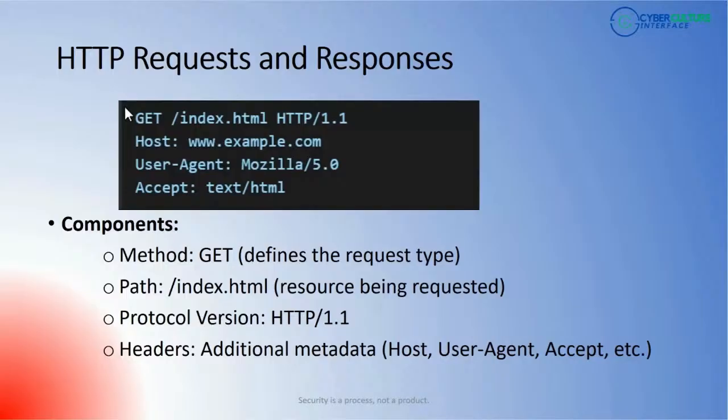Then the protocol, HTTP 1.1, is not secure. It's the plain text HTTP. If it's a version like 2 point something or 3 point something, that would be the other version, the secured version. Then we have the headers. These are additional metadata that you see: the host, the user agent, and the accept. The host, of course, is the domain name that we are referring to.